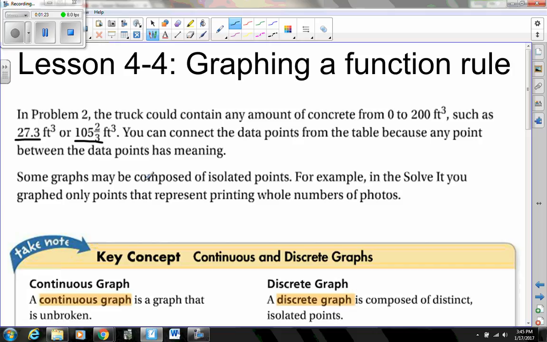Some graphs, however, are going to be composed of isolated points. For example, if you're talking about how much money it costs to buy a certain number of t-shirts, where x is the number of t-shirts. You have one t-shirt, two t-shirts, three t-shirts, but it's not possible for you to buy 2.5 t-shirts, right? You can't buy 3.76 t-shirts. So in that case, the decimal numbers in between these x values don't make any sense. Therefore, we do not connect the data points.